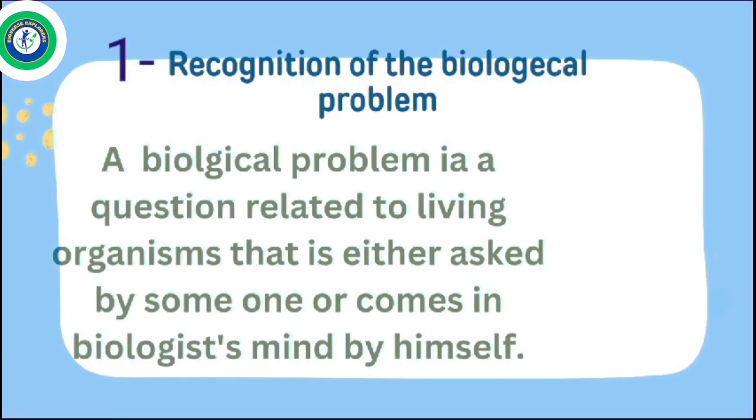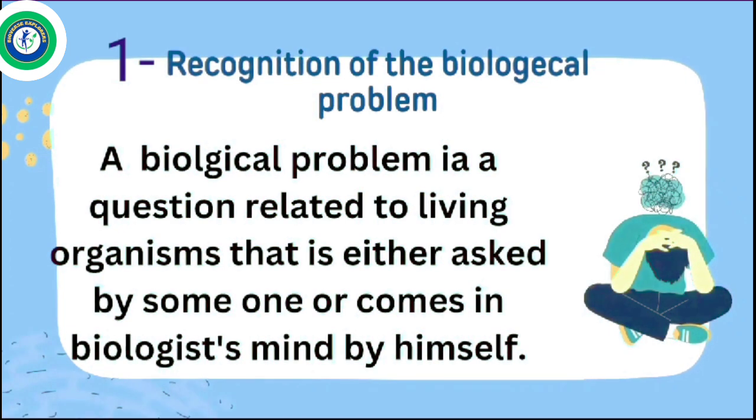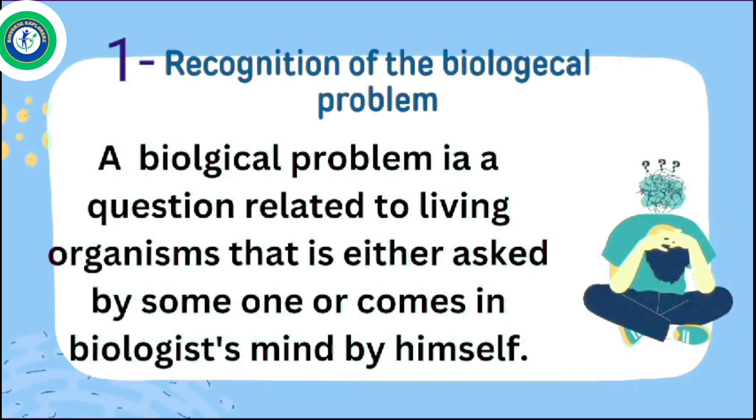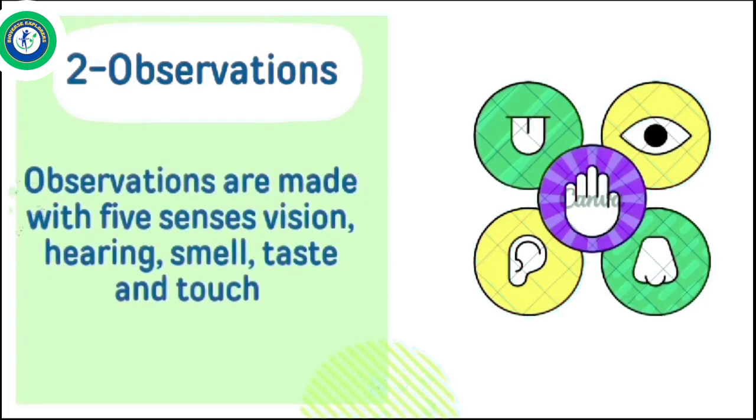Number 1. Recognition of the biological problem. A biological problem is a question related to living organisms that is either asked by someone or comes in the biologist's mind by himself. Number 2. Observations.